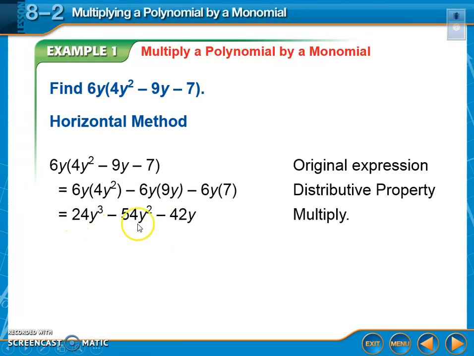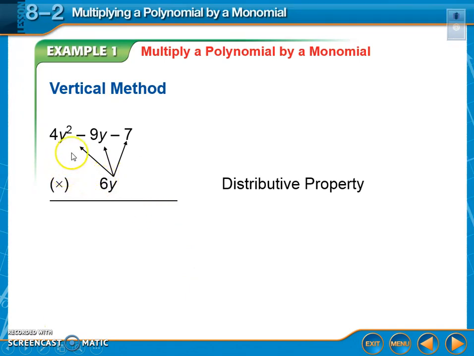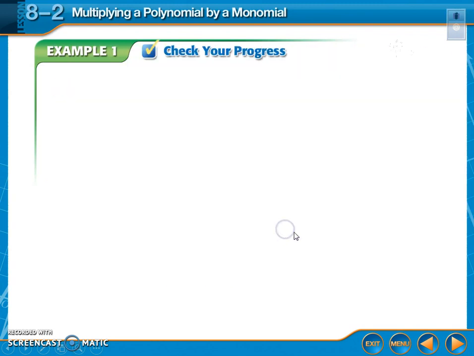Okay? Looking at this, is there anything that we can combine with like terms? No, there's not, because they all have different exponents. So that was our answer. Okay, there's also the vertical method you can use right here. I am not a fan of this. I think it gets way too cluttered, but if it works for you, it works for you. Keep it up, all right? You get to the same answer no matter what, all right?